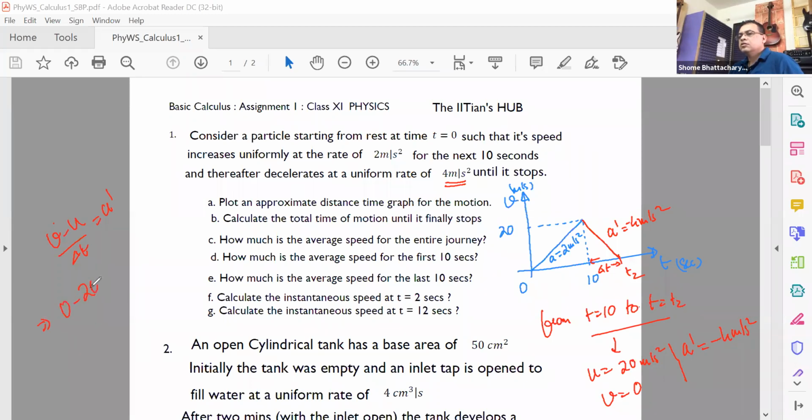Yes, sir. So 0 minus 20 divided by whatever this delta t is, that should be equal to minus 4. That tells me my delta t is equal to 5 seconds. That tells me what my t2 is: it is 10 plus delta t. So it is equal to how much? 15 seconds. So that's how you know the total journey from start to stop is 15 seconds. That's the total time of the journey.